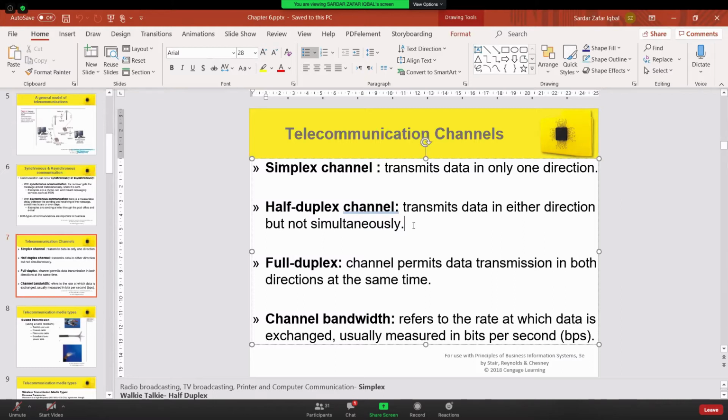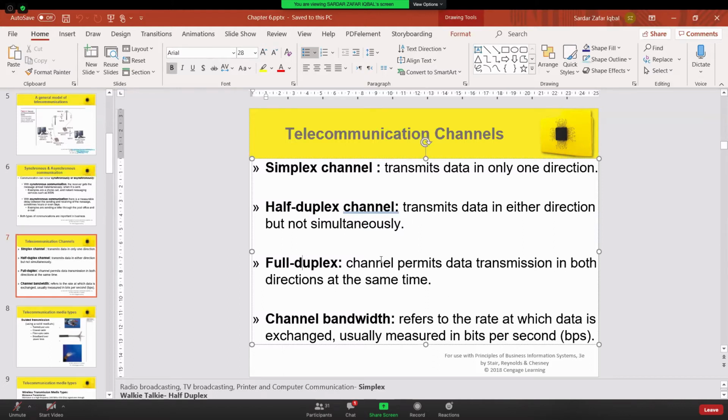Okay, Roger means over, or they use the word over. Hello, how are you? Over. Then the other guy will speak. Yes, I'm fine. Over. So they use the word over just to notify the other that my message has been complete. So this is half duplex channel: communication in both ways, but not simultaneously, one by one.